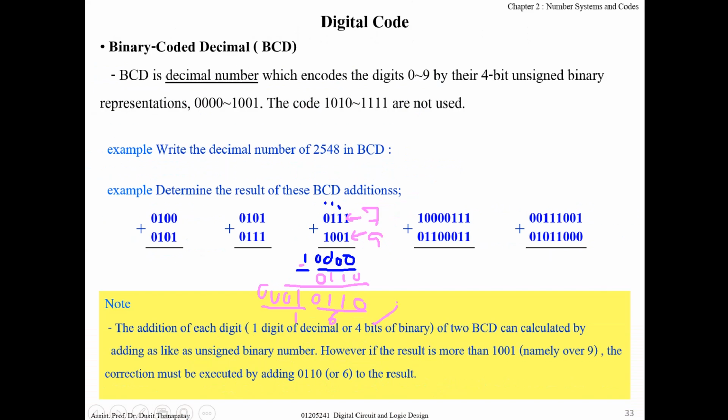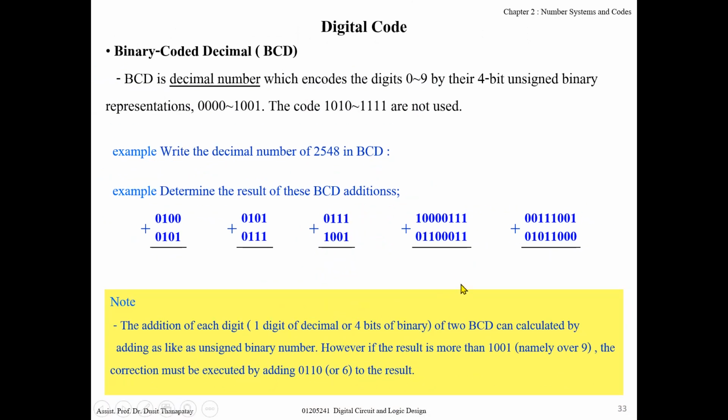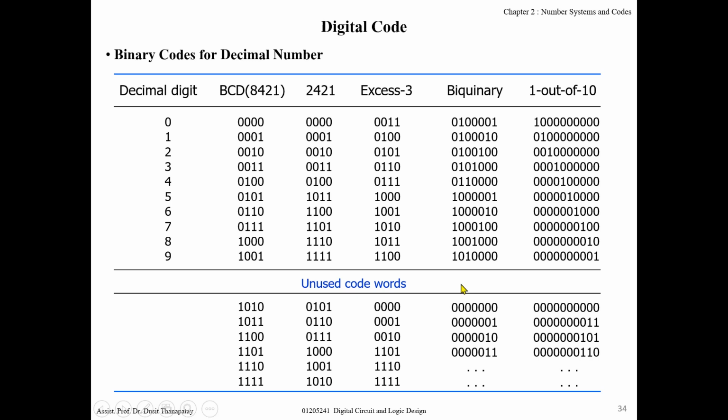Okay, for the next page, that shows some other binary code for BCD. Sometimes it is called the weight 8, 4, 2, 1. That means this bit has a weight of 8, this bit a weight of 4, this bit a weight of 2, and this bit a weight of 1.